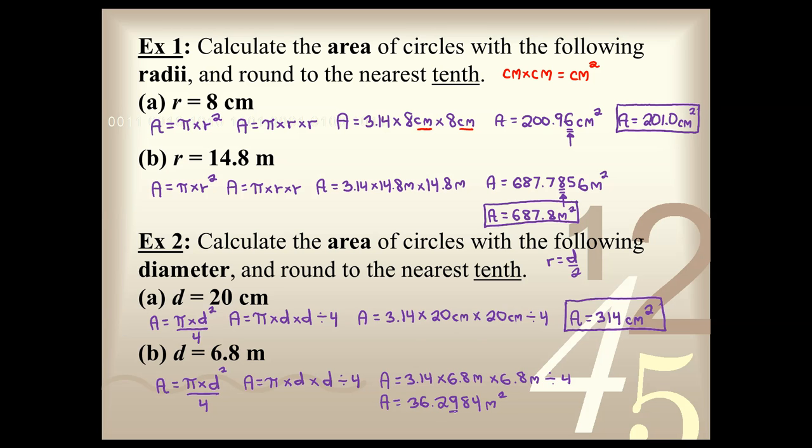To round this, look at the hundredths position. That's a 9, so that's going to make that 2 round up to a 3. So then we'd have area is equal to 36.3 meters squared.